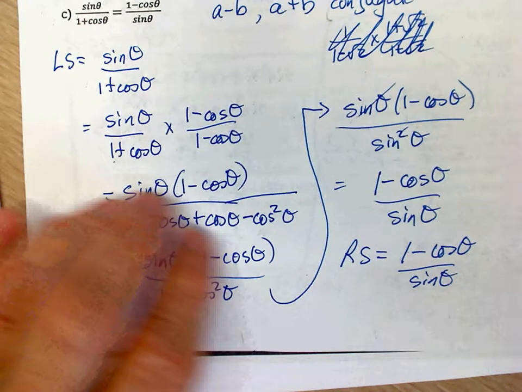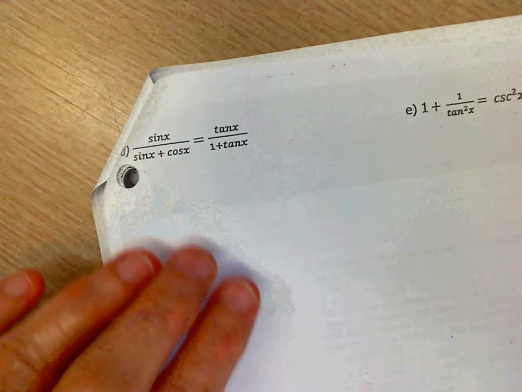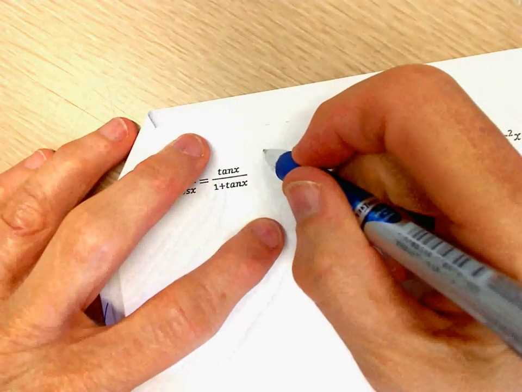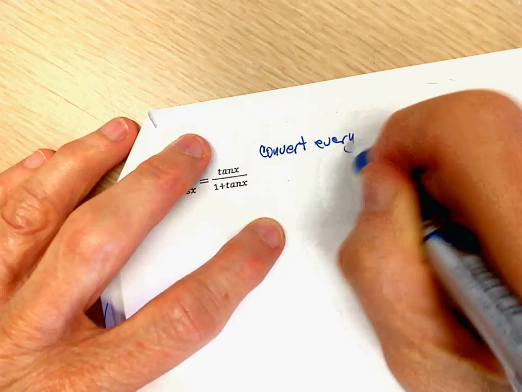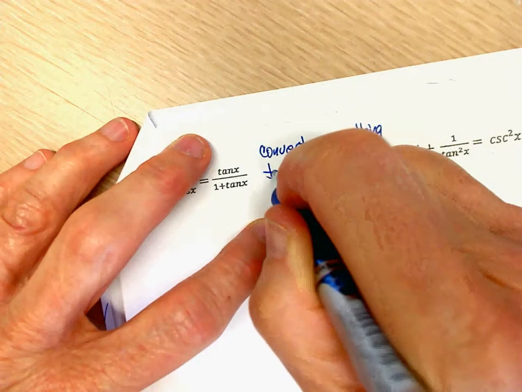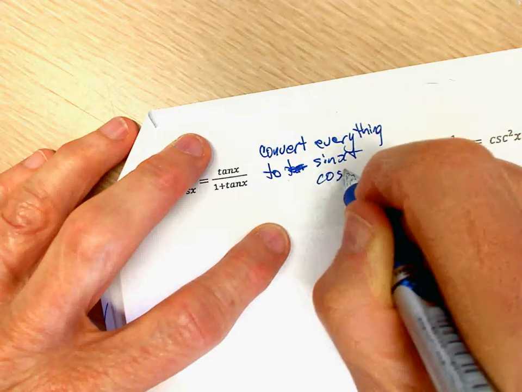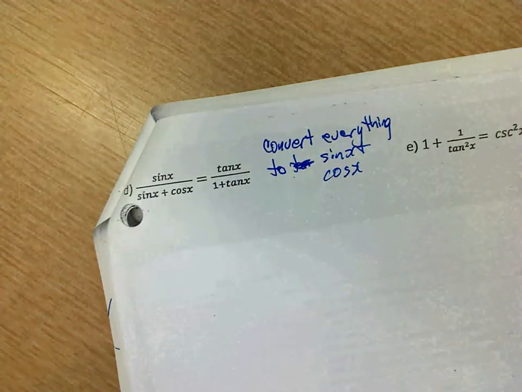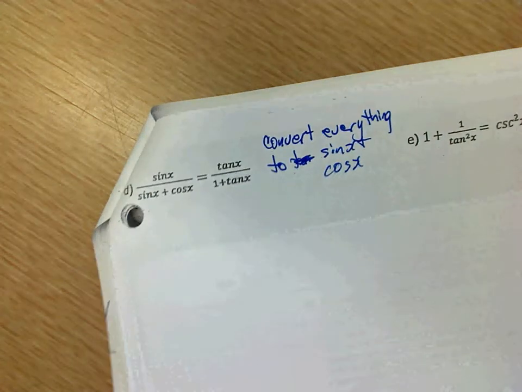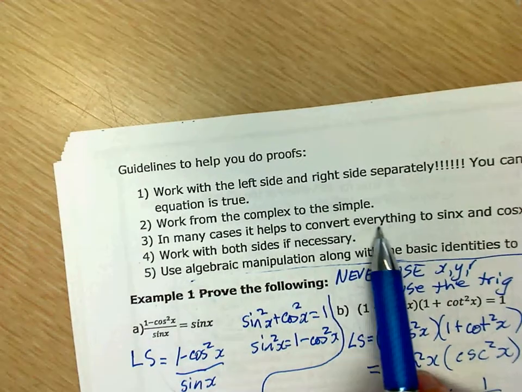Okay, let's look at this one. Here, let's use the trick. Convert everything to sine x and cos x. So you can express tan x as sine x over cos x. Let's do that. Do you remember that trick where it said in many cases it helps to convert everything to sine x and cos x? So that's what we're going to do.